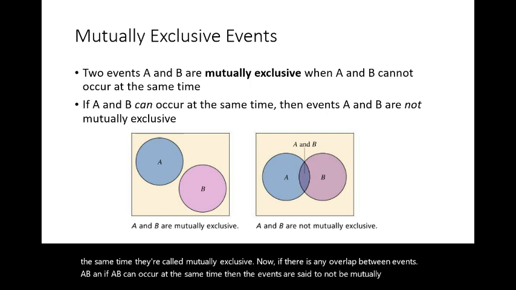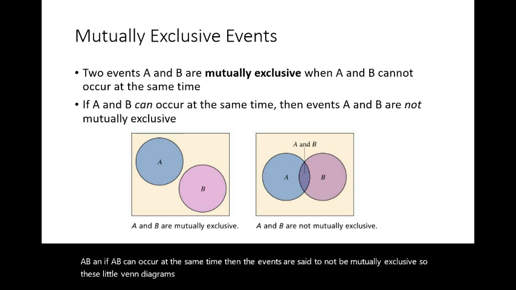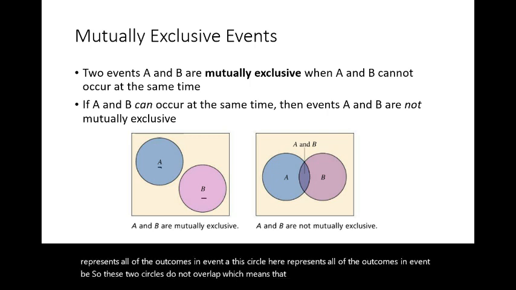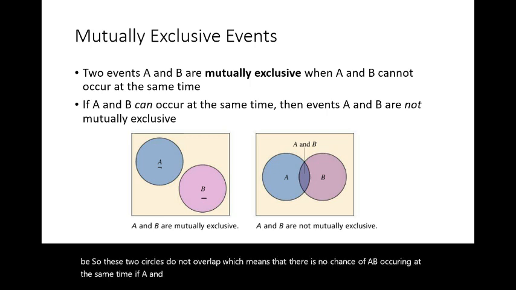These little Venn diagrams just provide a visual of what mutually exclusive is. This circle here represents all of the outcomes in event A. This circle here represents all of the outcomes in event B. These two circles do not overlap, which means that there is no chance of A and B occurring at the same time. If A and B cannot occur at the same time, they are called mutually exclusive.